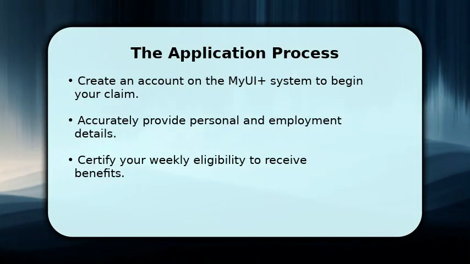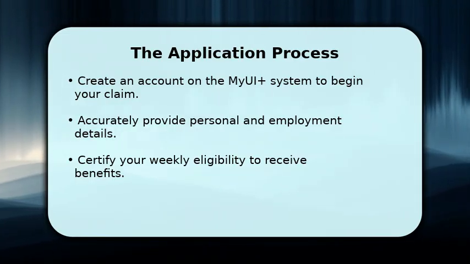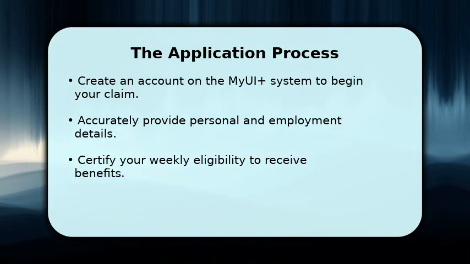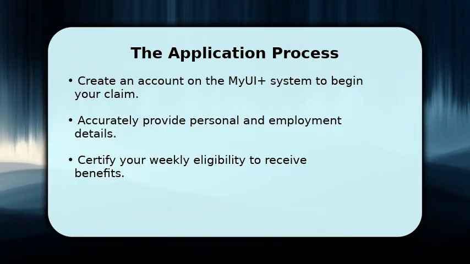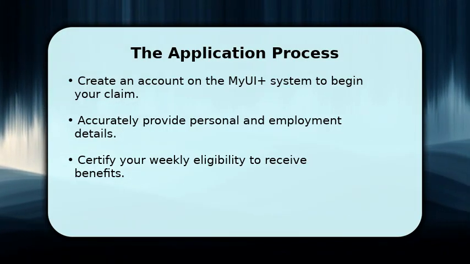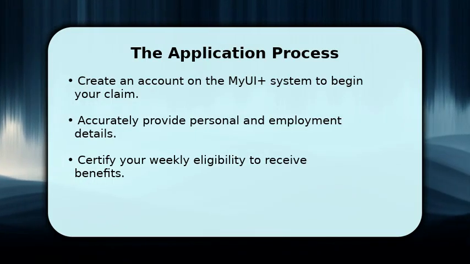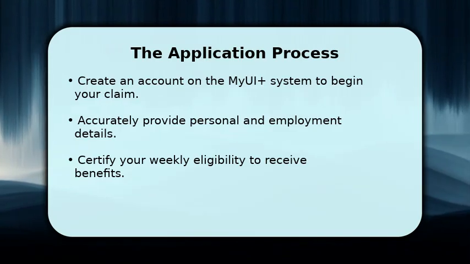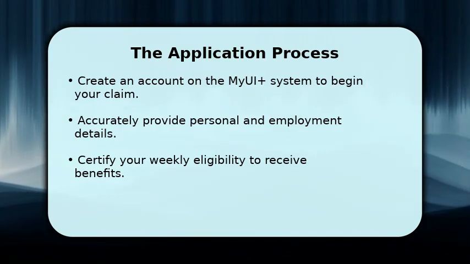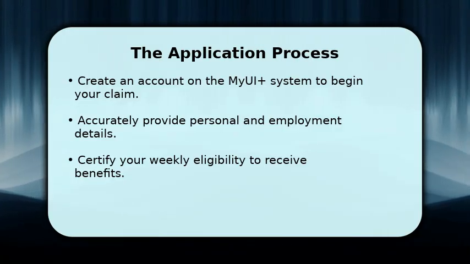Once you have your documents ready, navigate to the Colorado Department of Labor and Employment website and access the My UI Plus portal. You'll need to create an account if you don't already have one. Carefully fill out the application, providing precise details about your work history, reasons for unemployment, and personal information. Accuracy is key to avoid delays in processing your claim.